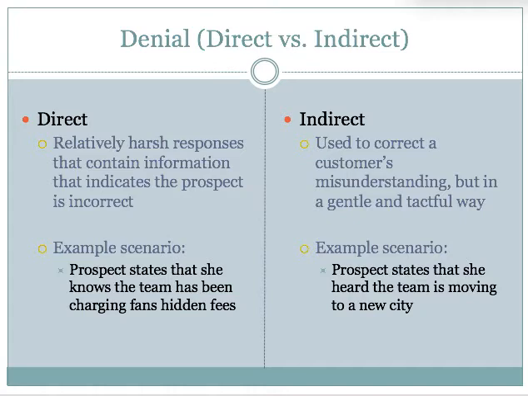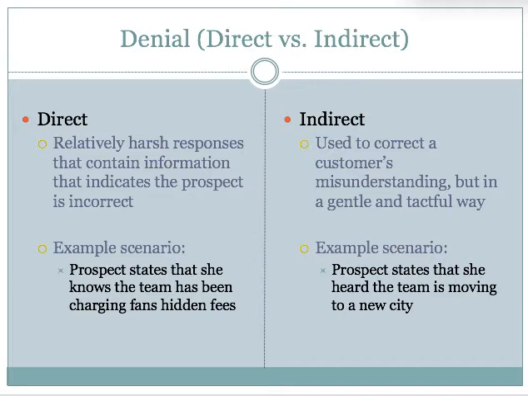So the example scenario I gave here is a prospect states that she knows the team has been charging fans hidden fees. If the sales rep knows this not to be true, they might take a direct approach and come out and simply say, no, that's incorrect. You have the wrong information, right? That would be an example of a direct approach to overcoming that objection. Now, what's maybe a better approach in these situations, if you want to have a continued conversation with the prospect, is more of an indirect denial. So, the customer has said something that's incorrect. Now you're going to address it, but in a gentler, calmer way, right?